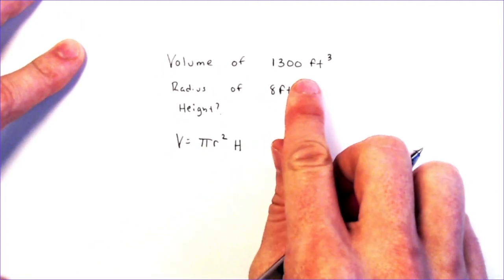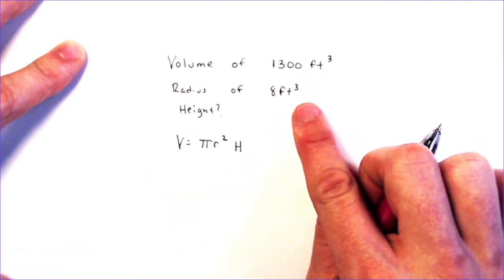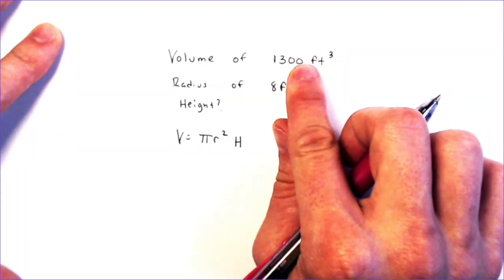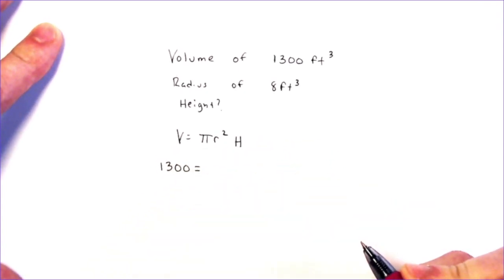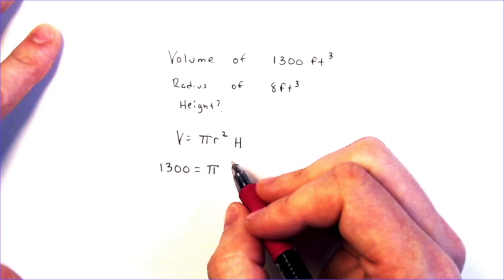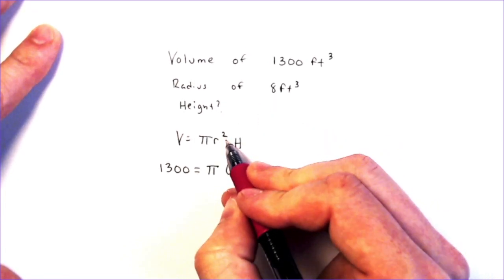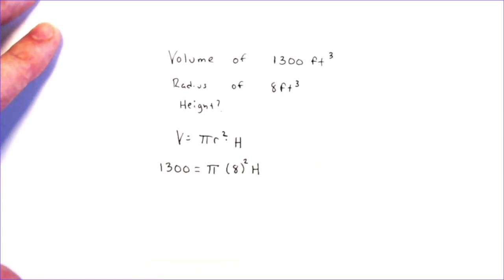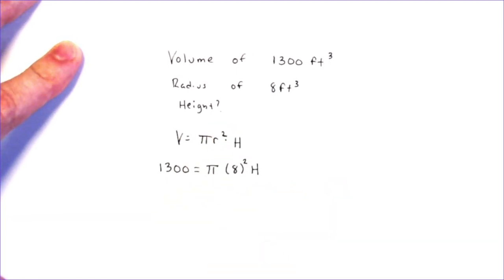So we're going to plug the information that we have into this formula, and we're going to forget that it says feet cubed. That's a formality to let us know that we're referring to volume. And I'm going to fill in the volume part right here. 1,300 equals pi, which we can write as pi, or we can also write as 3.14, times 8 squared, since the radius is 8, so we've got to square the 8, times h. We are solving for the height, so that's going to remain our variable as h.